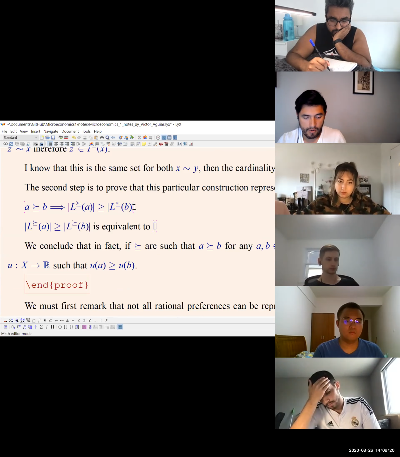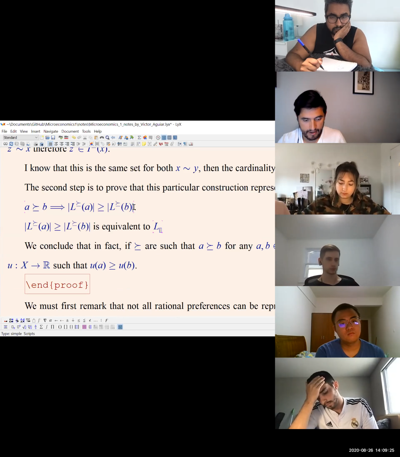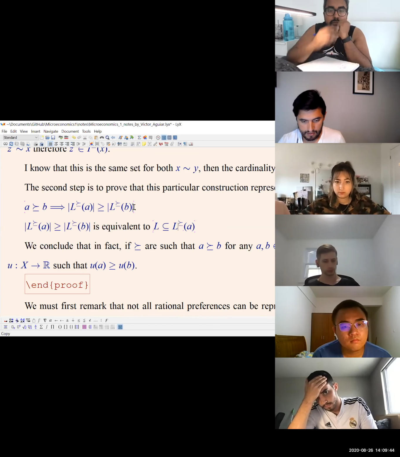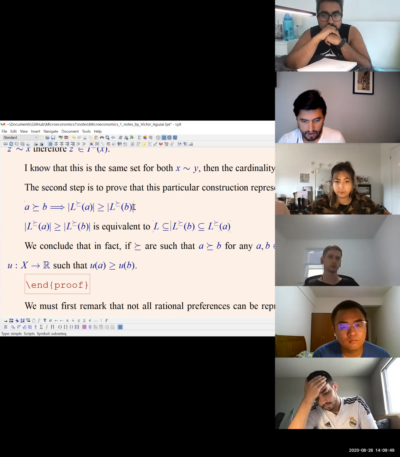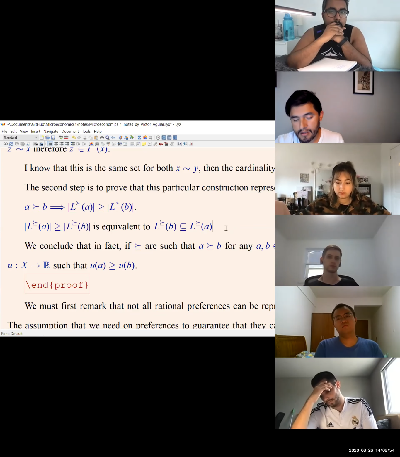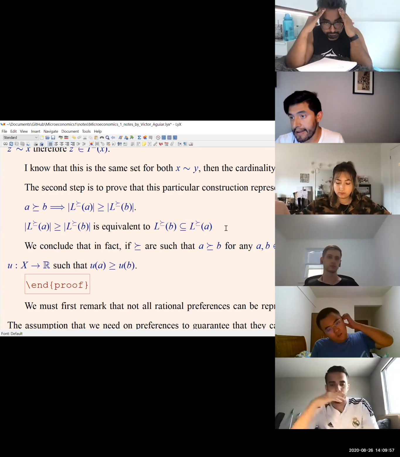to saying that the lower contour set of A contains the lower contour set of B. So let me write it here. Okay, that's what I want to show. Do you understand that, right? So basically the bigger set has more items, so it will have the larger cardinality, okay?